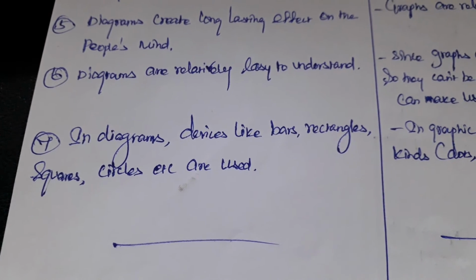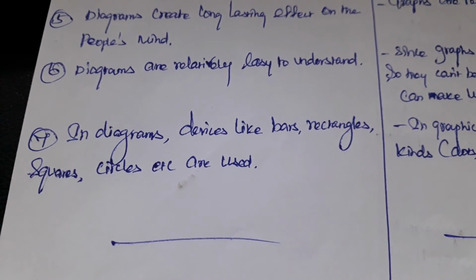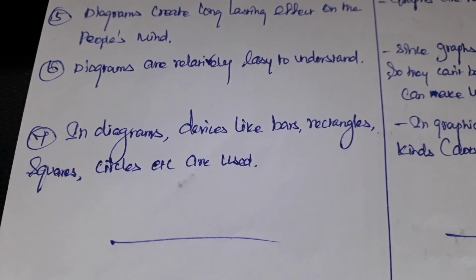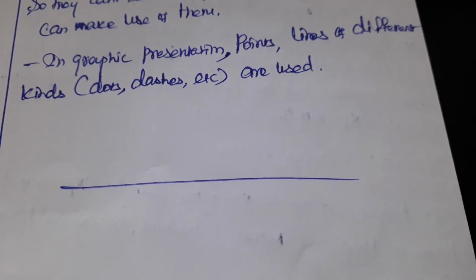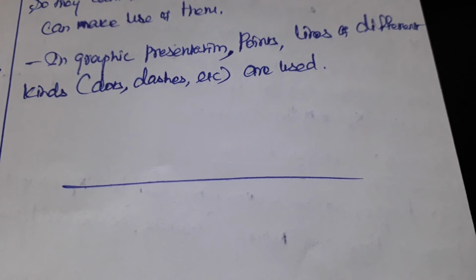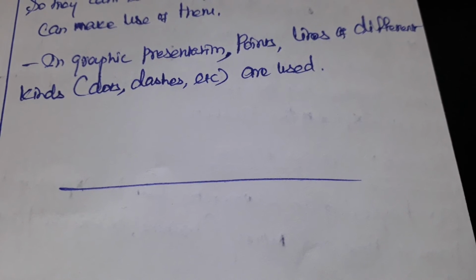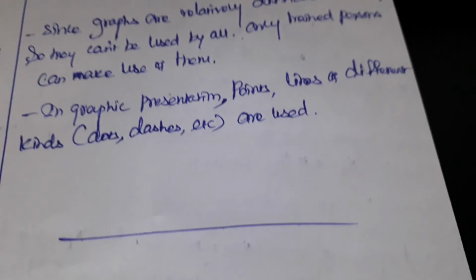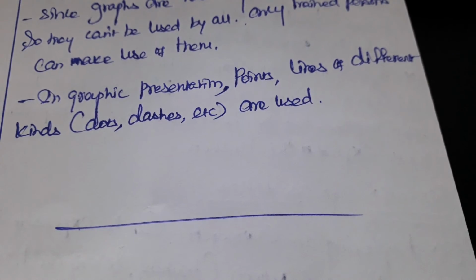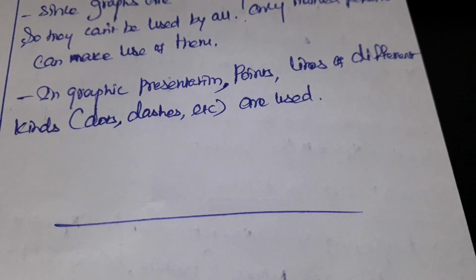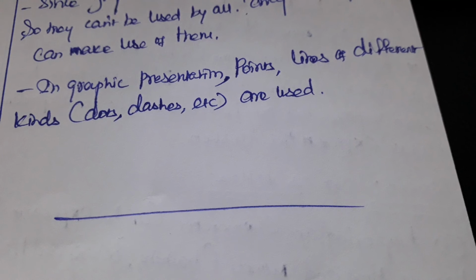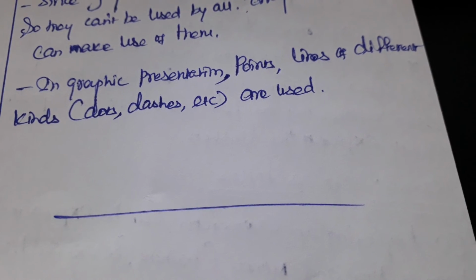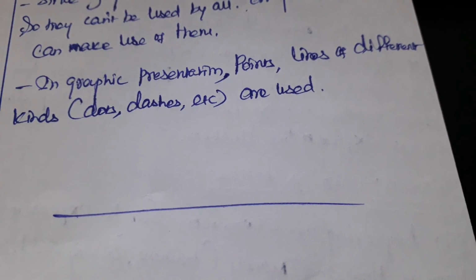Next, in diagrams, devices like bars, rectangles, squares, circles, etc. are used. Whereas in graphic presentation, points and lines of different kinds, dots, dashes, etc. are used. Usually, in drawing a graph, we put points, then we join those points, right? These devices are used in graphs.